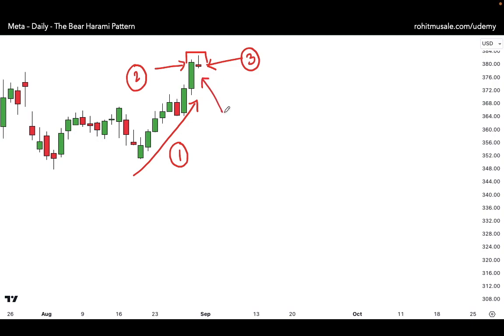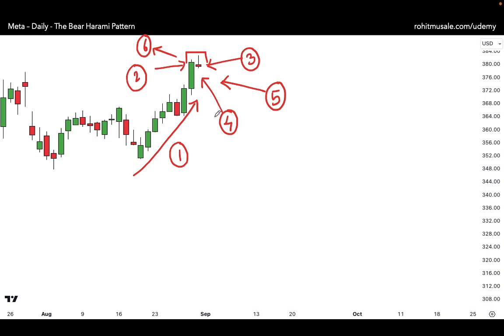It should be a small real body. The fourth condition is the second candle's real body should be completely engulfed by the first candle's real body. The fifth condition is the second candle can be of any color. It can be green color as well. Number 6, the height of the real body of the second candle should be less than 20% of the height of the real body of the first candle. So basically this candle should be 1/5 or less than the real body of the first candle.